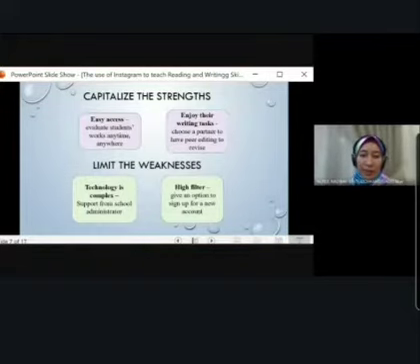Let's talk about easy access. Since social media or Instagram is easy to access, teachers can evaluate their writing easily, and teachers can send results through either private email or post them on the Instagram account.